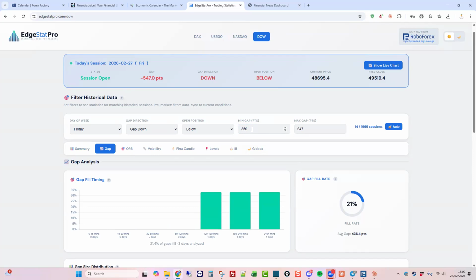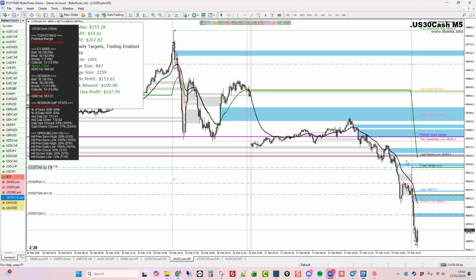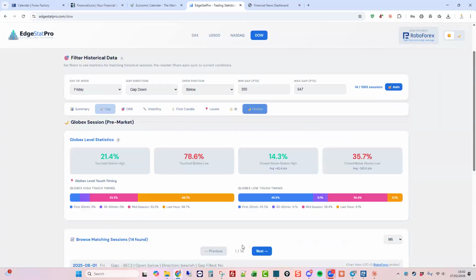Even if it was a 350-point gap, massive. There's very little chance, so we know that we're not going to fill that gap. That's not going to happen. There's no way we're getting there. The Globex high, we can look at how we think we're going to go.